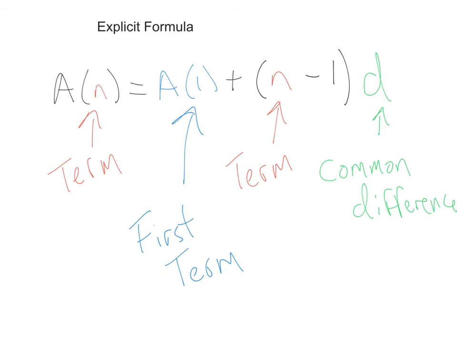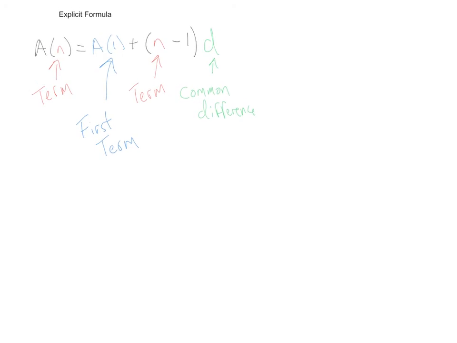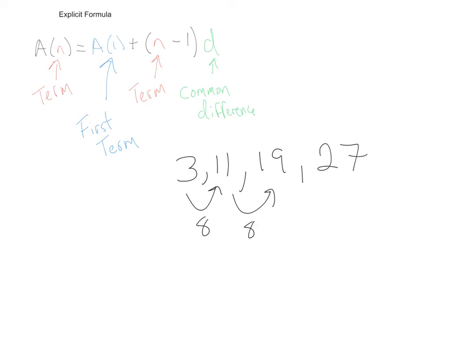So let me show you what this would look like in relation to a formula we've talked about. If I was going to find, let's say, the explicit formula for 3, 11, 19, 27, I would first need to find the common difference. Looks to me like the common difference is 8, but I want to check it everywhere to make sure that's true. Yep, the common difference is 8.